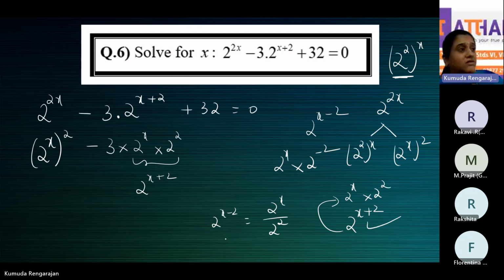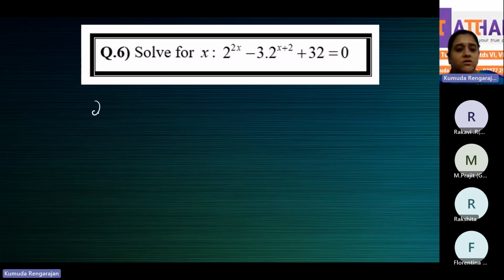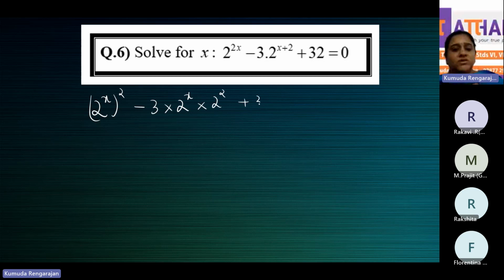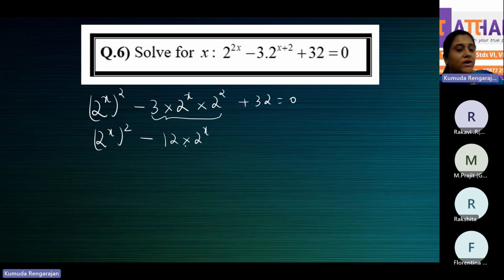Coming again: 2 to the power x the whole square minus 3 into 2 to the power x plus 2. So we write it as 2 to the power x into 2 to the power 2, plus 32 is equal to 0. Now 2 to the power x the whole square minus, this is the product. 2 square is 4, 4 3s are 12. So 12 into 2 to the power x. You cannot multiply these two and write 24 to the power x. That's wrong. So 12 into 2 to the power x plus 32 is equal to 0.